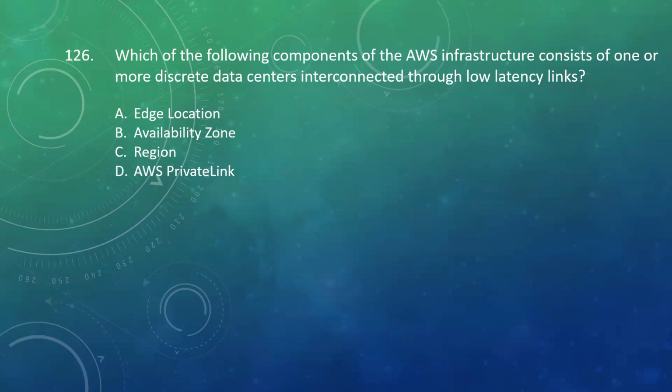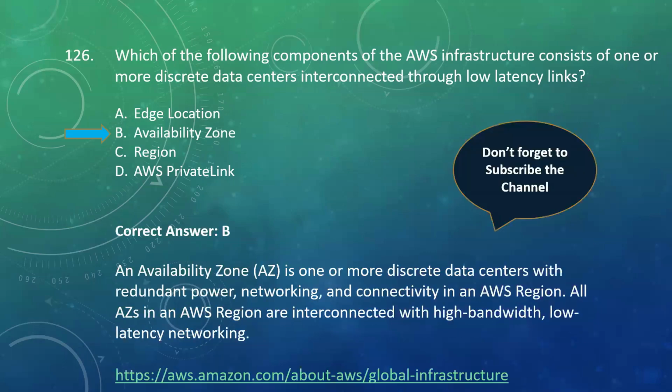You do get such questions in AWS Cloud Practitioner exam where the question is just a definition of a feature. And in this case, the question in itself is the definition of availability zone. So the correct answer is option B, availability zone. As you can read the definition on my screen, availability zone is one or more discrete data centers with redundant power, networking, and connectivity in an AWS region. All AZs in an AWS region are interconnected with high bandwidth, low latency networking. Moving on to question number 127.